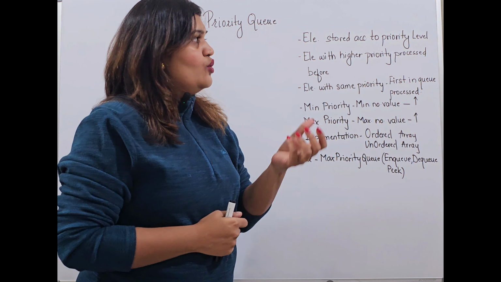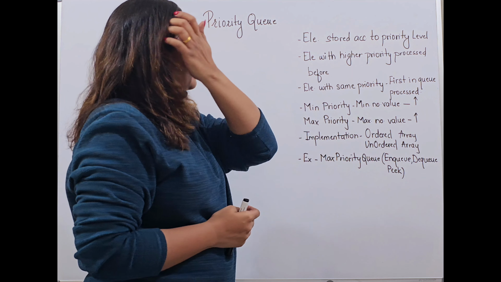Next point says elements with same priority will be processed in the order they are in the queue. Now suppose two elements have come up and they have the same priority. Which is to be processed first? It is on a first come first serve basis. So whichever element is first to come in your queue will be the first one to be processed.